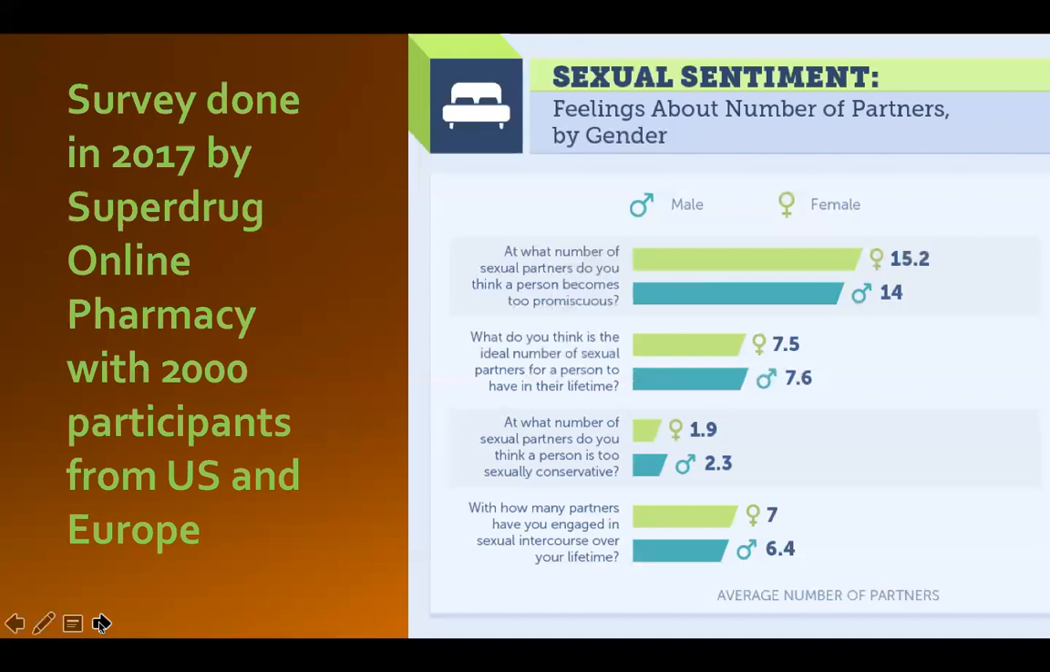It's not a sense of virginity at marriage, which had been the overarching idea in the past. Although, once again, if that's what a person chooses, that's who they are, so we're going to respect that. At what number of sexual partners do you think a person is too sexually conservative? That was an interesting question, I think. And people said basically 2 to 3. And with how many partners have you engaged in sexual intercourse? Males and females, pretty close there, 6.4 and 7. This helps us recognize you might find yourself in that spectrum.